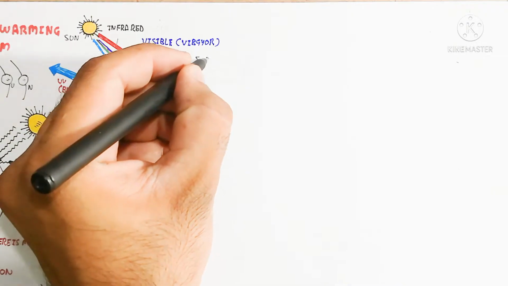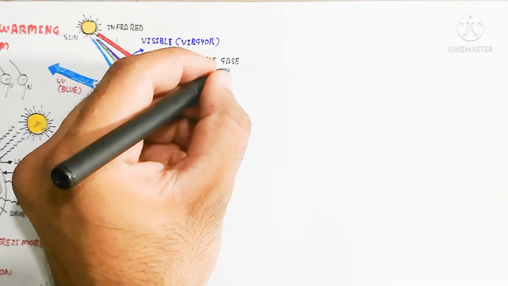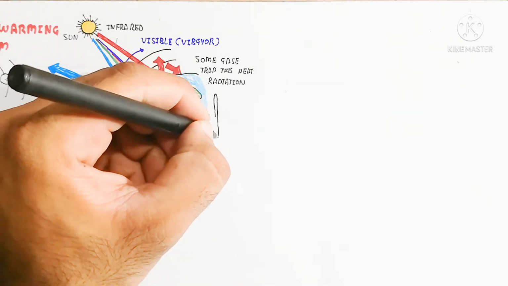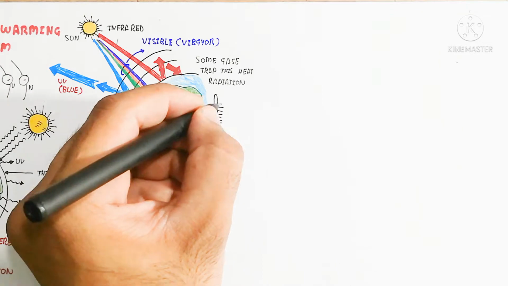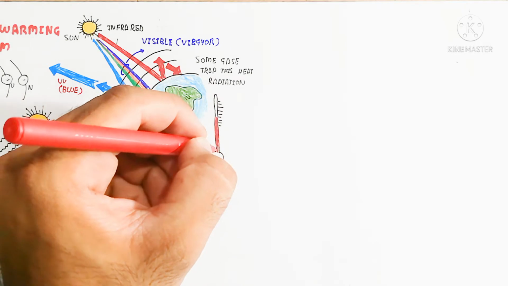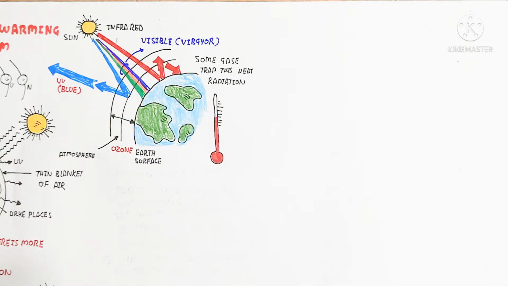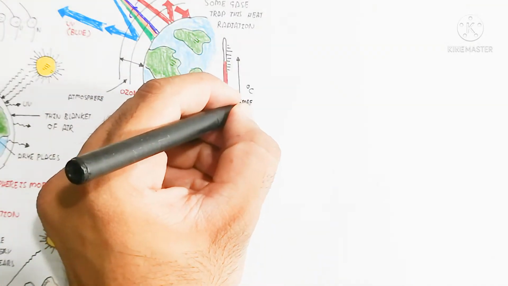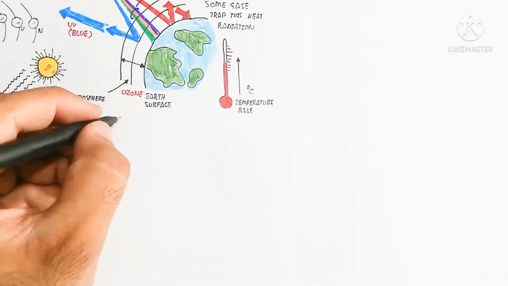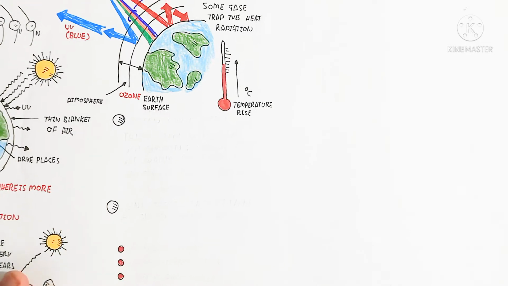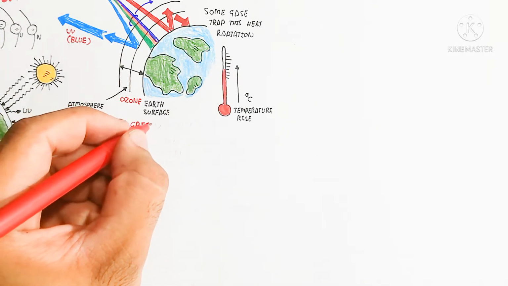The important thing is that infrared falls on the earth and is transmitted back into the atmosphere, while most of the radiation remains in the earth's atmosphere. Some gases trap this heat radiation. This heat radiation will remain in the earth and the temperature will rise. This temperature rise can cause the greenhouse effect. So what is that? First of all, we will also discuss the ozone layer, but first the greenhouse effect.